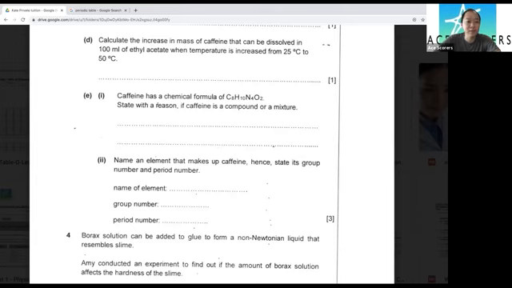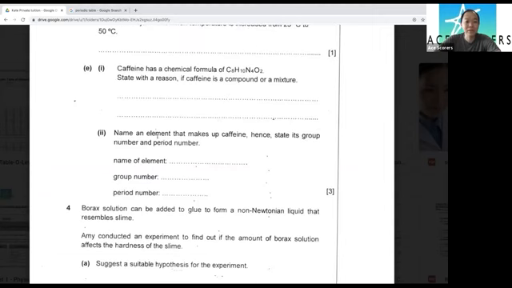For example, in this particular question, is caffeine a compound or mixture? The answer is it is a compound. Why? Because you need to remember the definition of a compound: two or more different elements chemically combined. Here you have carbon, hydrogen, nitrogen, oxygen, which is definitely more than two, and they are chemically combined. So it cannot be a mixture, it's a compound. Then they ask you to state its group number and period number. All these are keywords that you need to know.